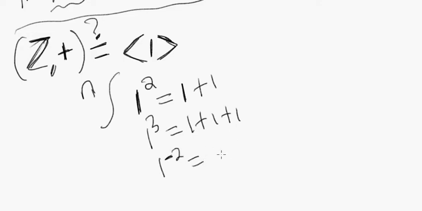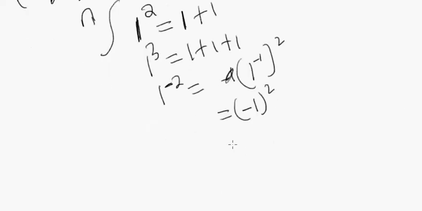Right. Is it going to be equal to 1 inverse to the 2? But what's 1 inverse? Isn't 1 inverse negative 1? So we're saying that 1 to the negative 2 is the same as negative 1 to the 2. But what's negative 1 to the 2? Isn't negative 1 to the 2 the same as negative 1 plus negative 1? Right.